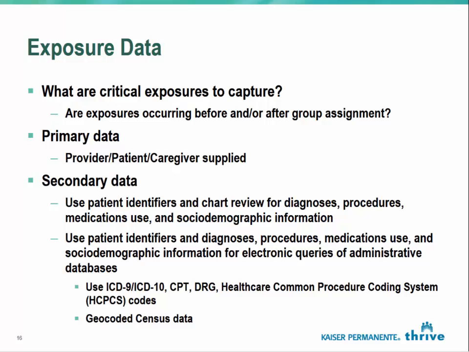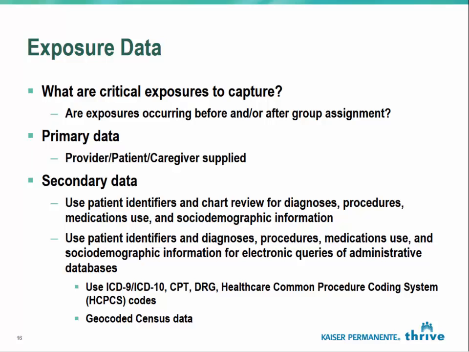If we're using secondary data, we're looking for previous cardiovascular disease. We can look for diagnoses, maybe medications, statin use. Are they on other sorts of antihypertensives? We may be looking for socio-demographic information. What's their education level? What's their income level? This information can come out of queries of the electronic data.